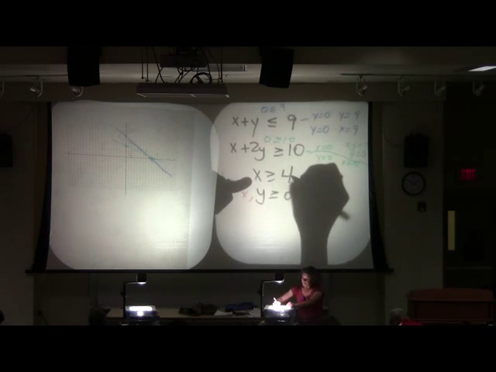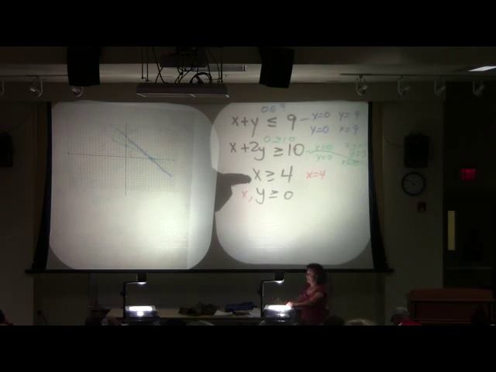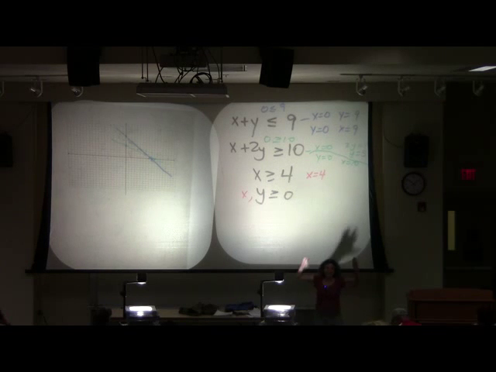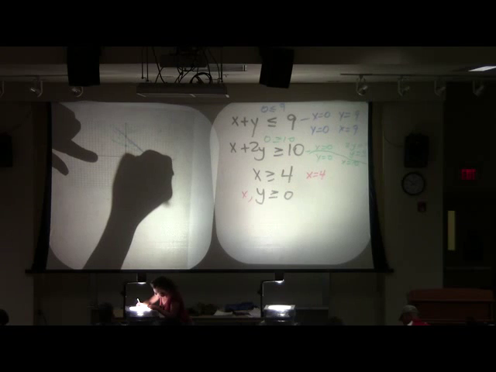All right. This line. What line am I graphing? Aren't I graphing the line x equals 4? What kind of line is x equals? Vertical. A vertical line. 1, 2, 3, 4.